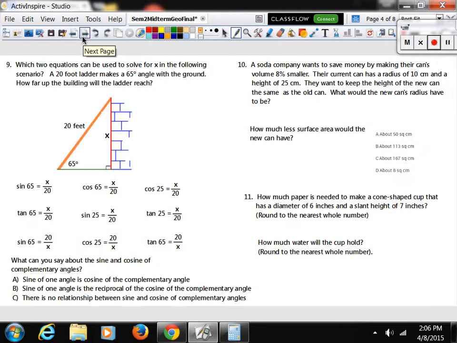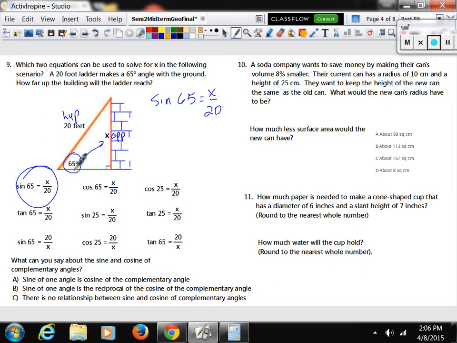Next one, number 9. Which two equations could we use? Here's my angle. This is my opposite. This is my hypotenuse. So sine 65 equals x over 20. That one could be used. Sine 65, x over 20, boom, right there.